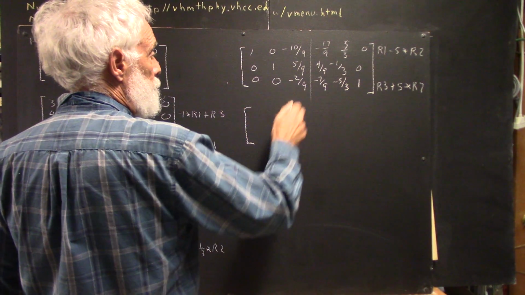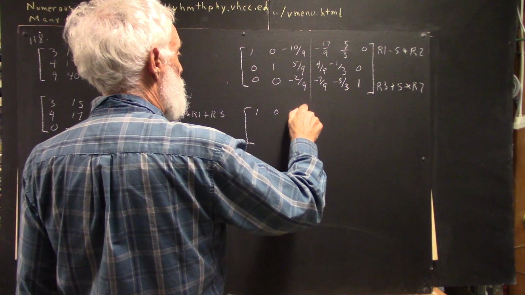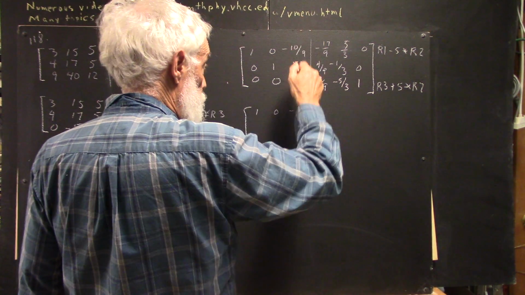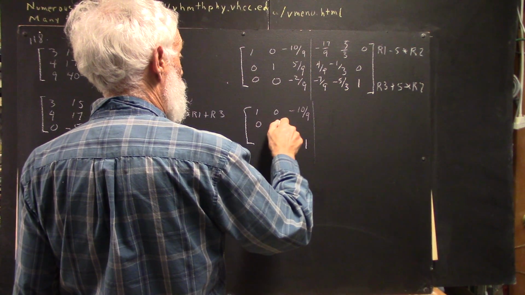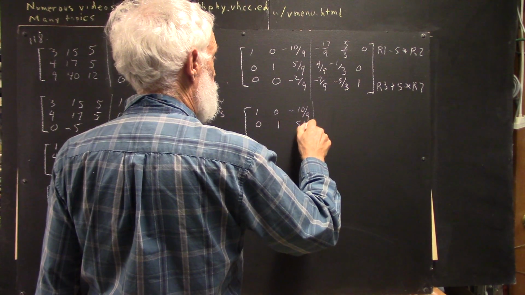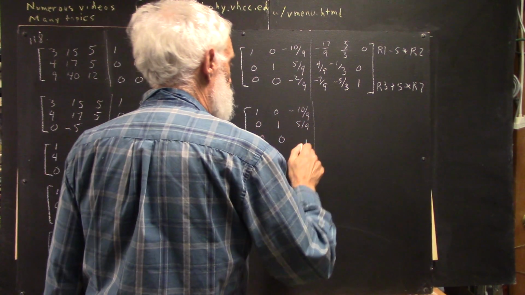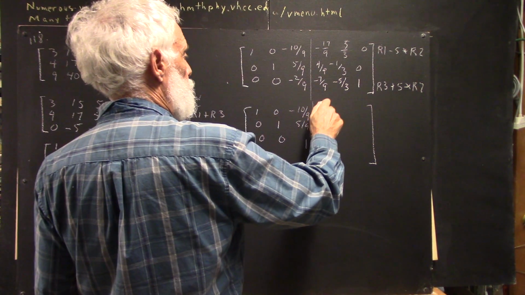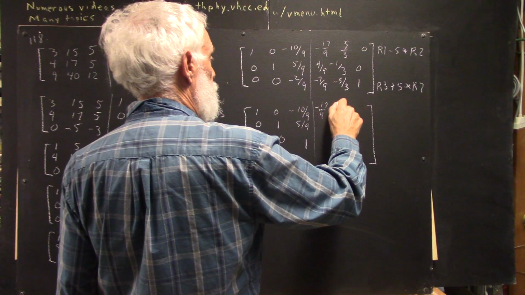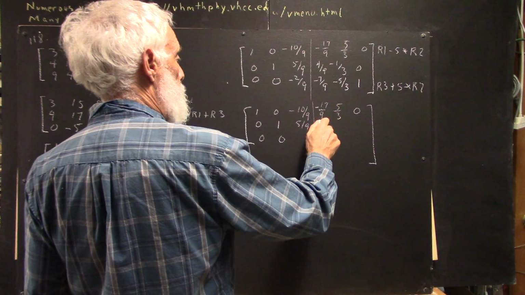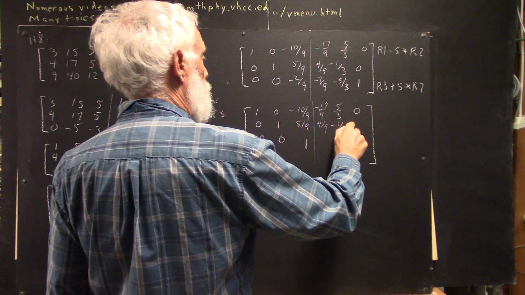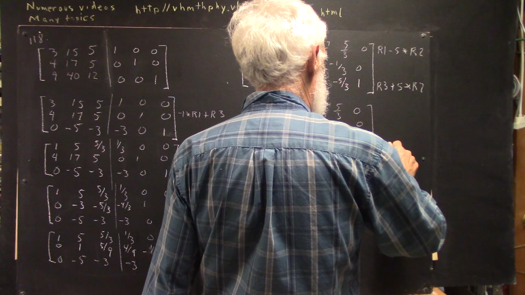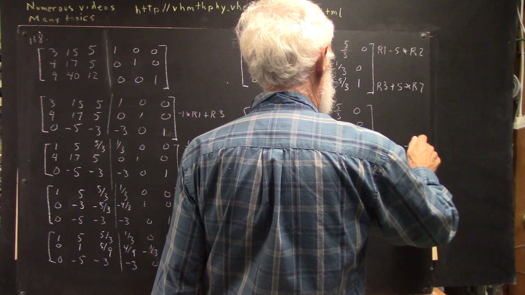Now we need to get a 1 here. And we need to do that before we do anything else, because once we get our 1 here, we're going to use it to wipe out these numbers. Okay, so we're going to get a 0, 0, 1, and of course these top 2 rows are still going to remain what they are, negative 17/9, 5/3, 0, 4/9, negative 1/3, 0. And what are we going to do to get a 1 here? We're going to take row 3 and multiply it by negative 9/2.